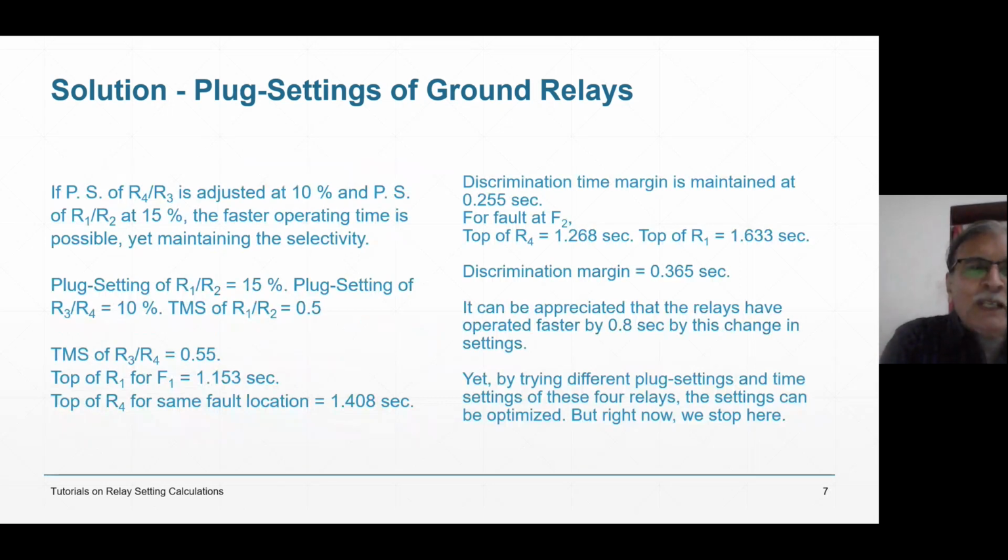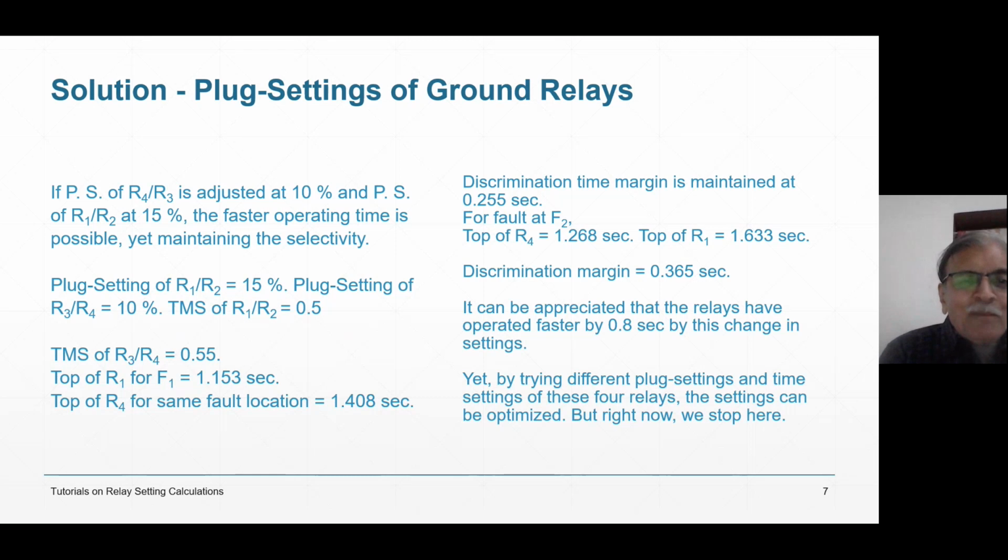The exercise is not yet complete. If I change the plug setting of R4 and R3 to 10%, that means it was already 10%, I maintain as it is. But plug setting of R1, R2 as 15%, I achieve the faster operating time. And in any protective system, if the relays operate faster, yet maintaining the selectivity, it is always better, my dear friends. So I have only changed the PS of R1 and R2.